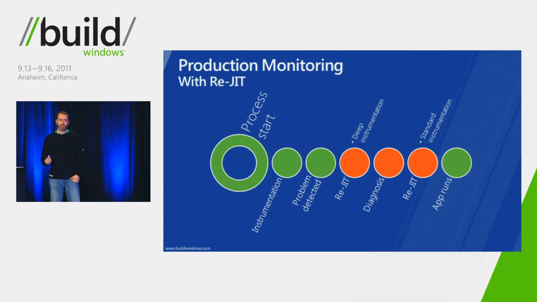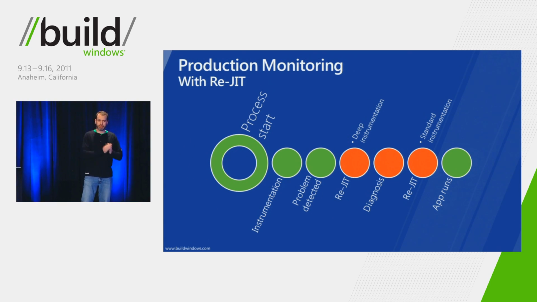So with ReJIT, you no longer only get one chance to get in between the runtime and the JIT. With ReJIT, you get to say, hey, I need to change something. The next time you're going to run this method, let me know, and I want to do something.